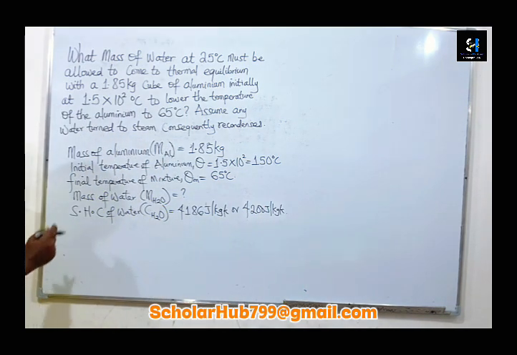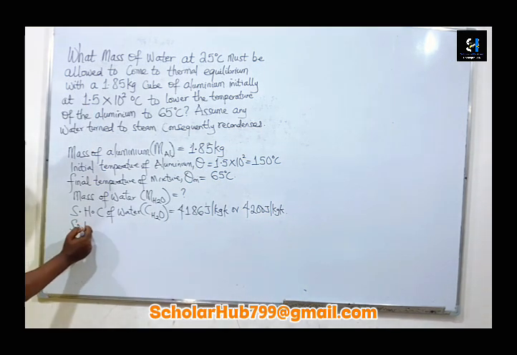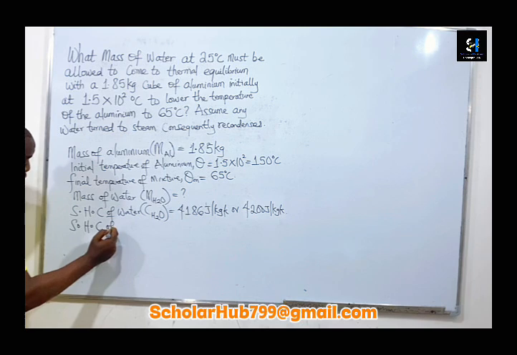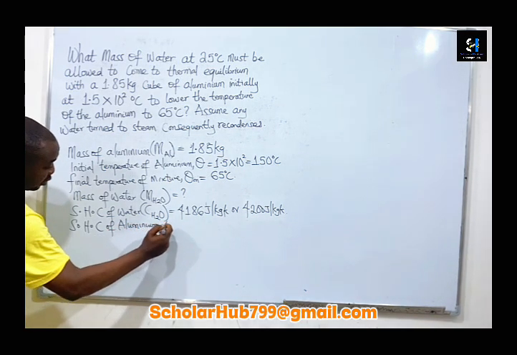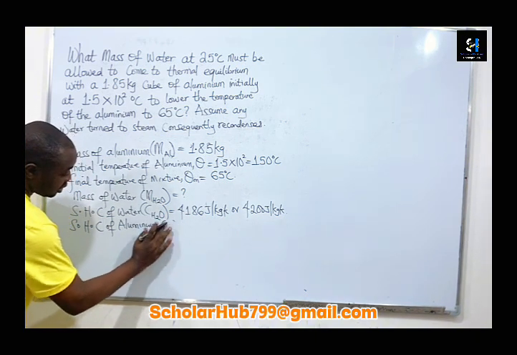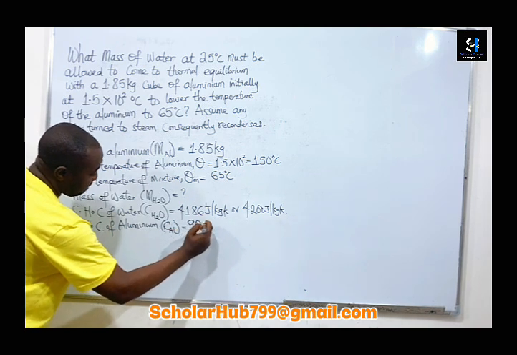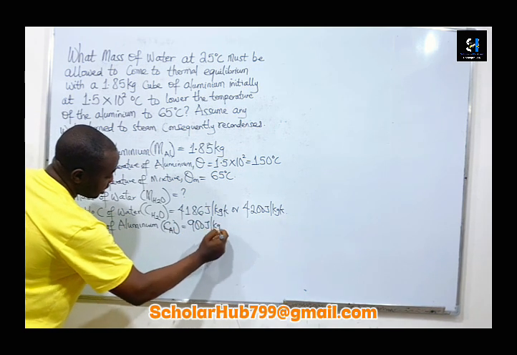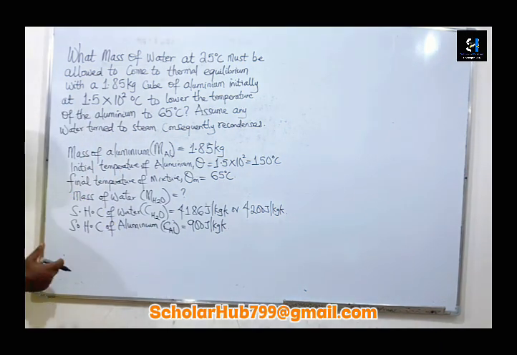Now we need the specific heat capacity of aluminium as well. The specific heat capacity of aluminium, C subscript Al, is 900 joules per kilogram per Kelvin, or per degree Celsius. So this is what we're looking for.